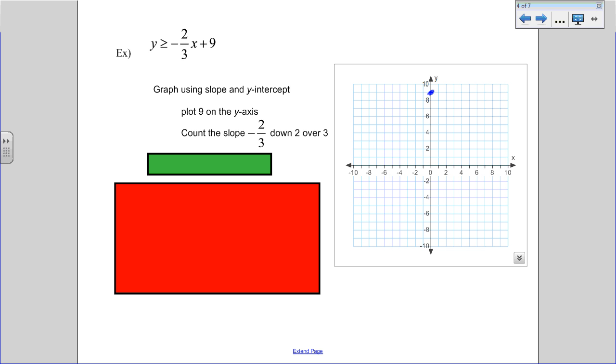And then my slope is negative, so I'm going to count down 2 over 3 to the right. Make sure you do a positive move there. So you're going to go down 2 over 3. And I'm going to keep going with that down 2 over 3 till I kind of make it off my graph paper.